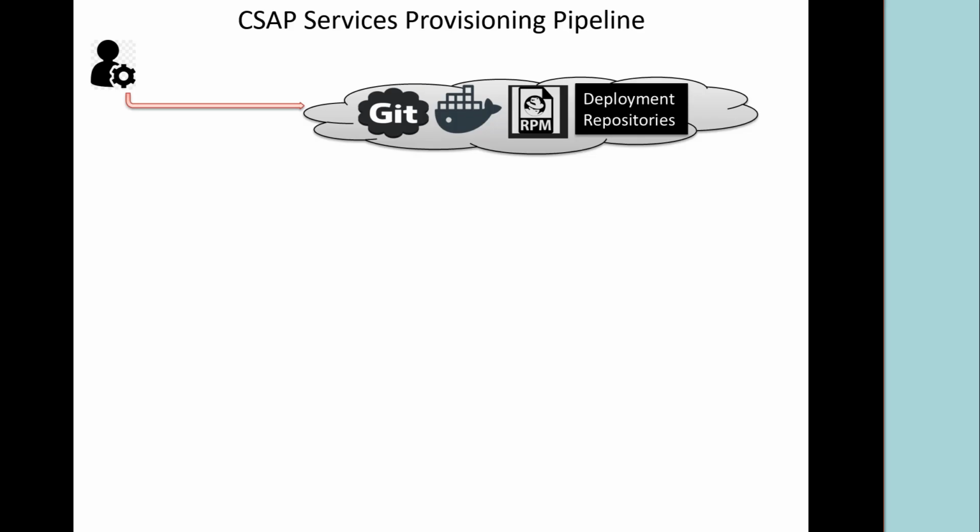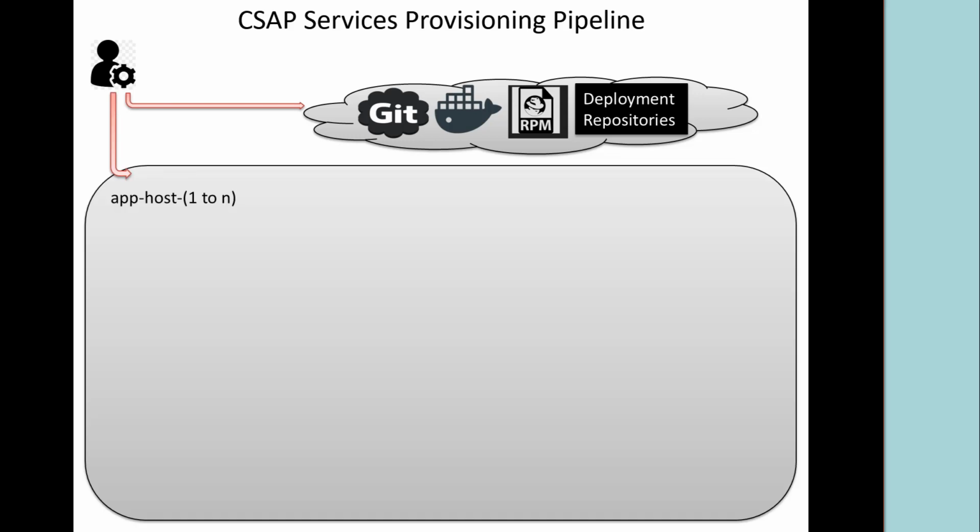The CSAP provisioning pipeline enables teams to provision applications to 1 or more hosts using a fully automated process. This begins with a team member identifying the repositories required by the application. This includes creating a Git repository to store the CSAP application definition itself, and optionally Docker container image repos and OS repos.